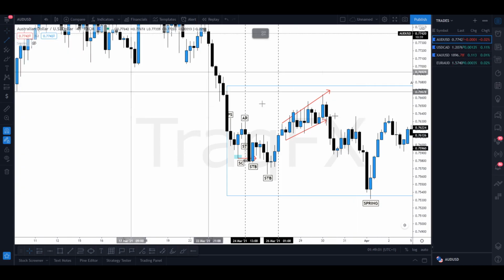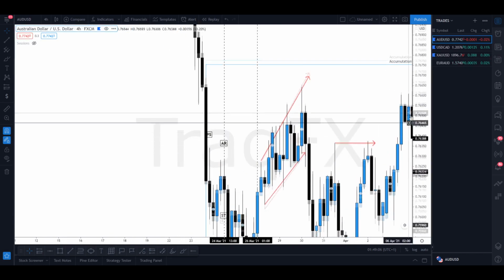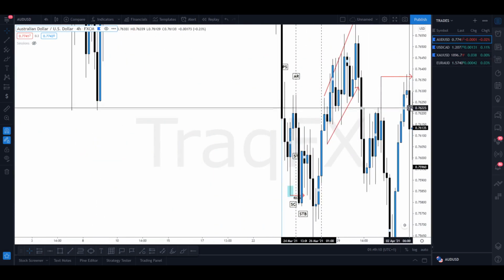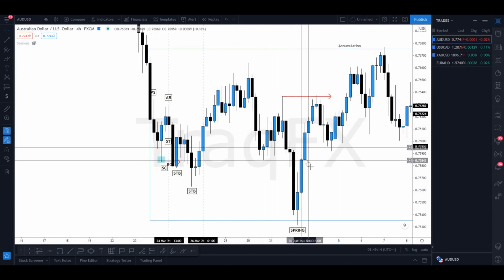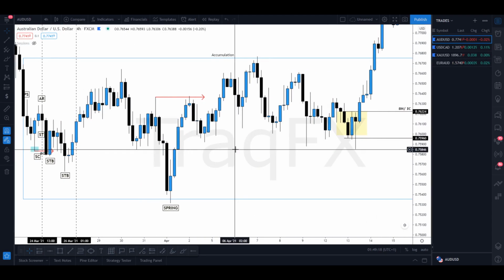Right here, we have that break of structure, even though it was really small. If we go down to the smaller time frame, you can see that this candle did close above. So we do have that break of structure of the highs. Let me delete this now. And then price wicks back down to do what? To test our spring to the pip.